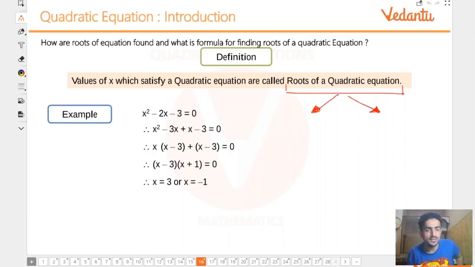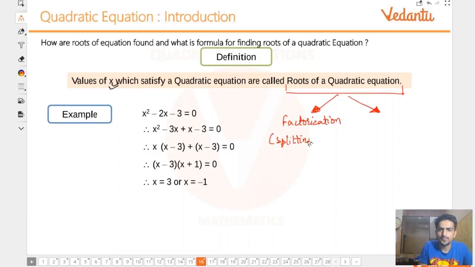Now, definition of roots of quadratic equation. We know that the values of x which satisfy a quadratic equation are called roots of the quadratic equation. Nothing at all a big deal. We have also done in 10th class that we can find roots by two methods. One is factorization, which we do by splitting the middle term. And one is by formula.